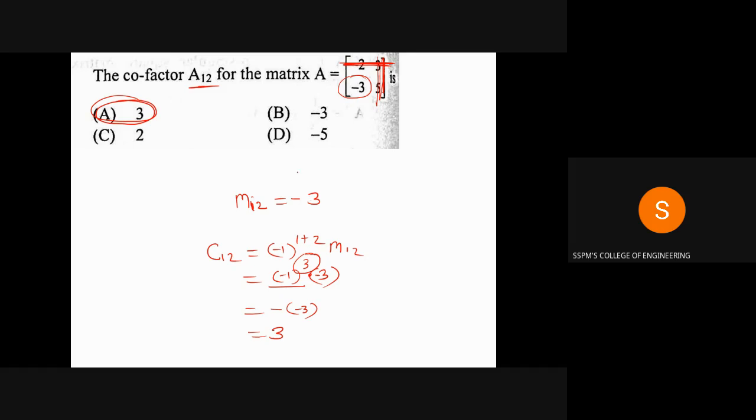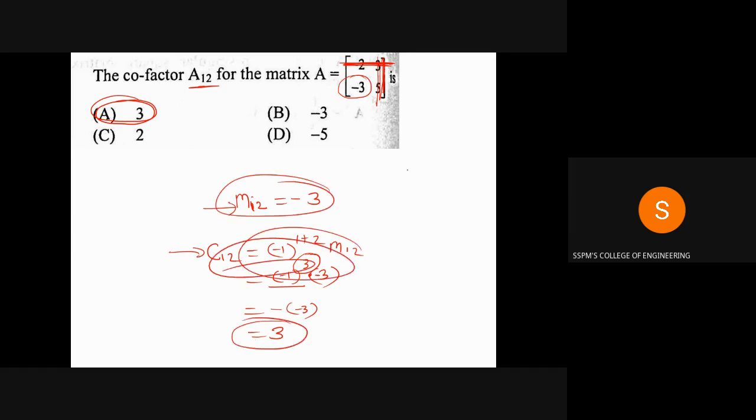You should not get confused between minor and cofactor. This is minor, this is cofactor. You don't have to calculate all this. Just find the minor and understand what position is asked. Here 1 2 is asked, and 1 plus 2 is 3. If odd, you take the negative of this, minus 3, and the negative of minus 3 is 3. If the position is 2 2, the addition is 4, which is even, so you just directly write this answer.